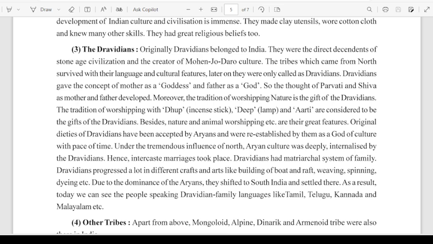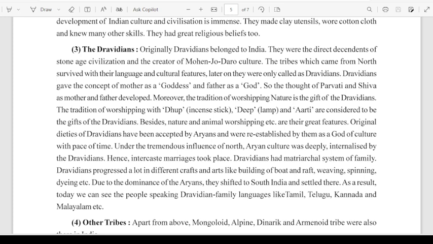Original deities of Dravidians have been accepted by Aryans and were re-established by them as a god of culture with pace of time. Under the tremendous influence of North, Aryan culture was deeply internalized by the Dravidians. Hence intercaste marriages took place. Dravidians had matriarchal system of family. Dravidians progressed a lot in different crafts and arts like building of boat and raft, weaving, spinning, dyeing, etc.